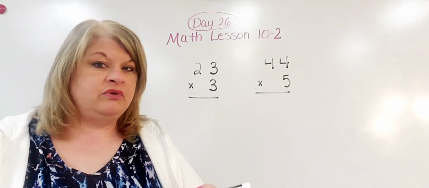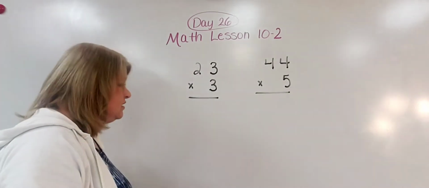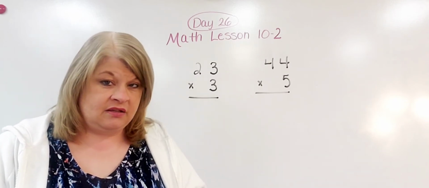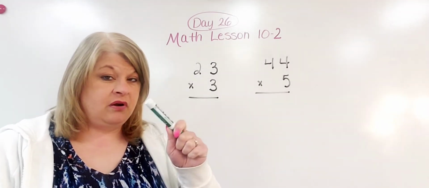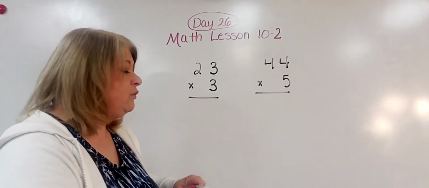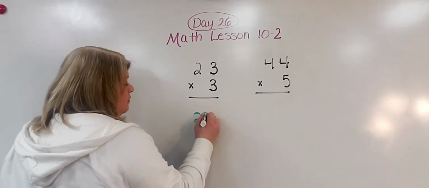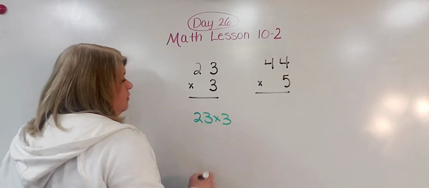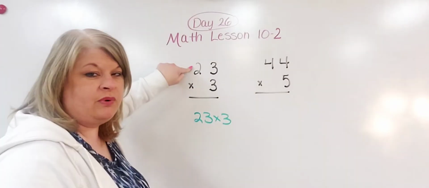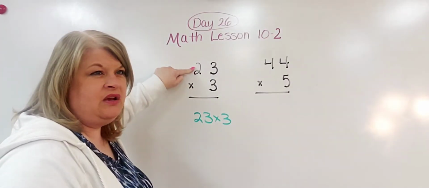Remember, rounding goes to the nearest whatever it is. And we're going to do this in our heads. Don't write this out on paper. Do this in your head. 23 times 3. Now remember, I could write it like this. I really could. But now let's see. We're going to round. 23. Is it closer to 20 or to 30?